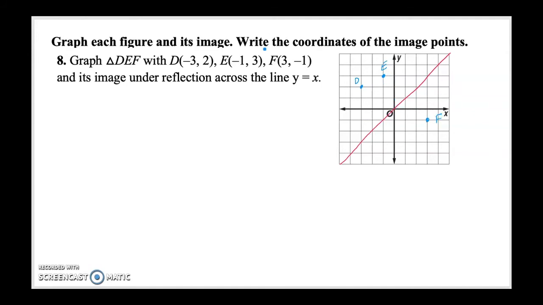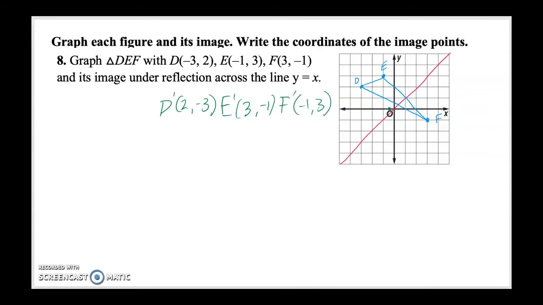So this one actually does go across the line of reflection, which means when we reflect it, it's going to overlap a little. All right, so we could count from the line, or if I remember my rule, the coordinates of the image points should just be switching the x and y here. So D prime should be 2, negative 3, E prime should be 3, negative 1, and F prime should be negative 1, 3. So let's graph that and see if it looks right.